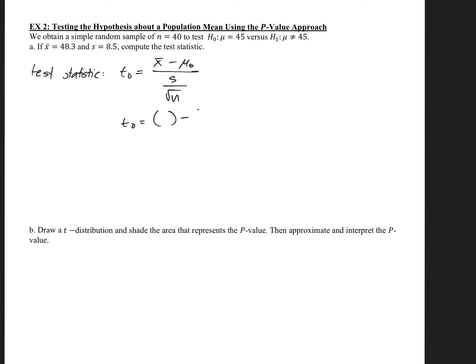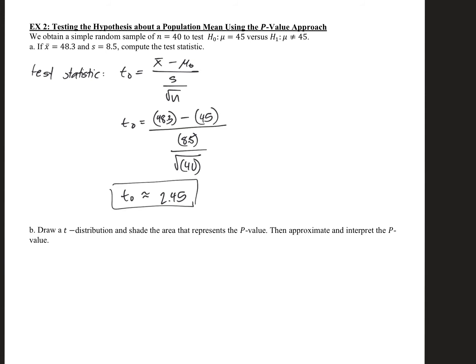As usual, write down the equation, fill in the items. Our x bar is 48.3. Our mu is 45. S is 8.5. And our sample size is 40. Okay, I'll go ahead and plug this into my calculator and see what I come out with. And my test statistic is 2.45. All right, so we found the test statistic. Now what are we going to do?